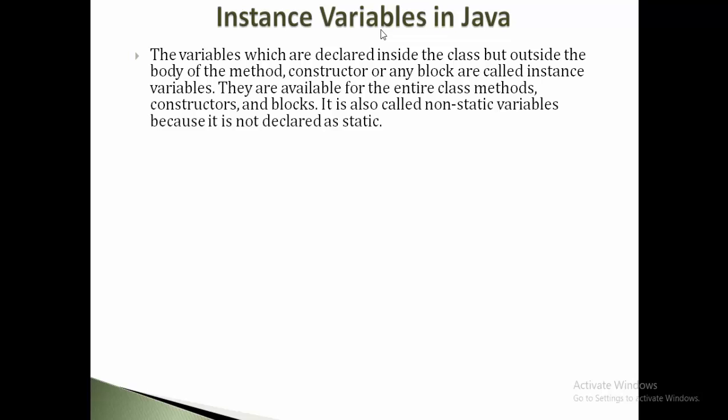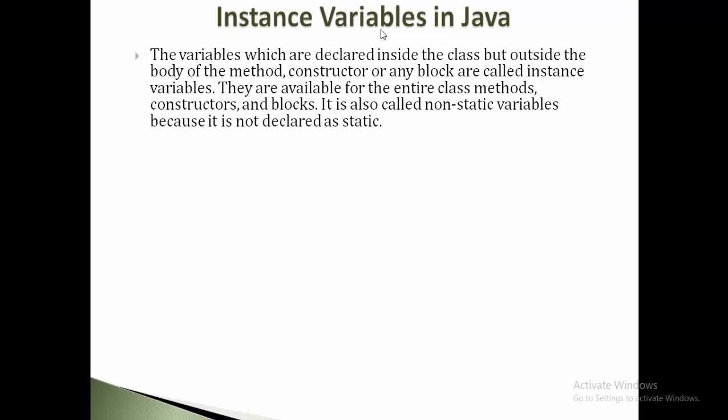And already we know the syntax of creating the objects. When we use the new operator to allocate or instantiate the object, only at that time is the memory allocated for the instance variables also. And when we destroy the object, the memory allocated for the instance variables is also destroyed. That means when we create the object, the instance variables are also created. When we destroy the object, the instance variables are also destroyed.